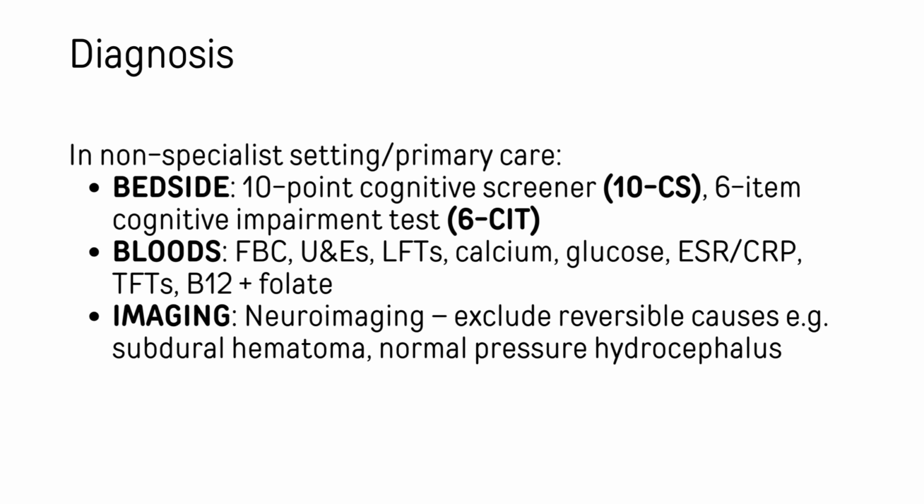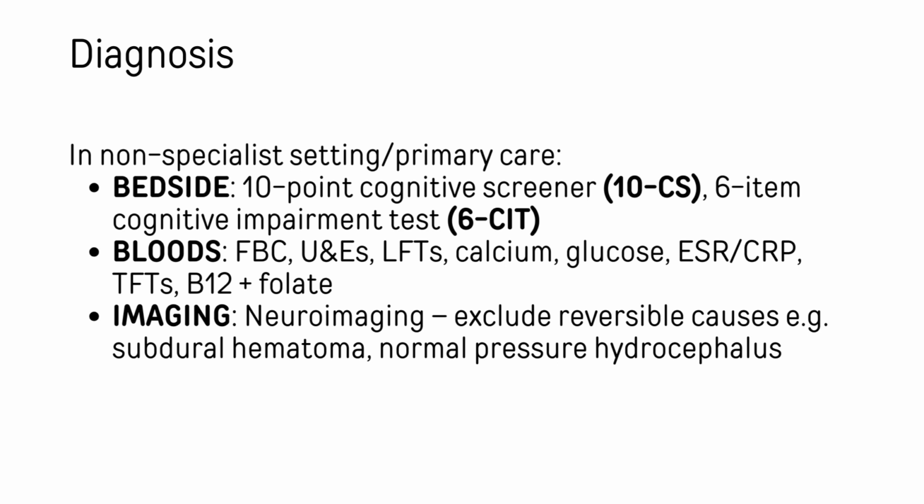We can diagnose dementia with a series of bedside tests, bloods and imaging. In terms of bedside, the key investigations we do are screening tools. We can use a 10-point cognitive screening tool, you can look through on Google the criteria for that, and the 6-item cognitive impairment tool. The higher the score, the greater the level of impairment in cognition, and that indicates potentially dementia.